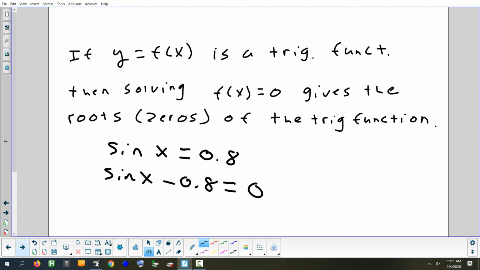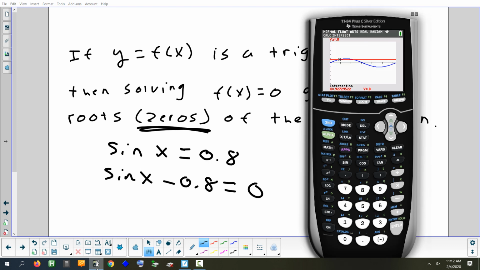Well, if you want to solve it that way, you can, but what you'd have to use is the zero feature of the calculator. Okay? Solving it this way basically allows you to put everything into the same function, sine of x minus 0.8. But since you only typed in one thing, you're not looking for an intersect. There's only one thing.